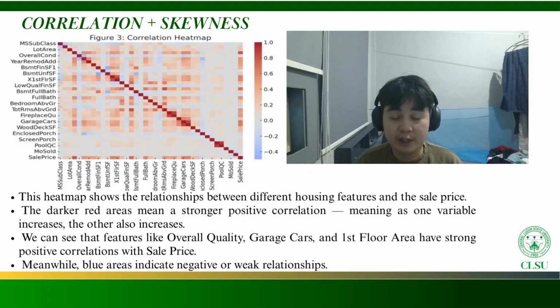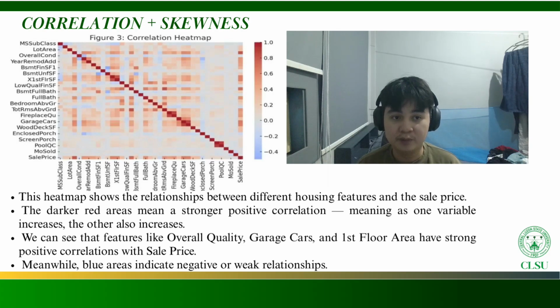Hello, I'm Jan Isaac Aquiliano, and I will be presenting correlation and skewness. This heat map visualizes the relationships between various housing features and sale price. The color intensity shows how strongly the two variables are related. Darker red areas mean positive correlation. Meanwhile, the blue-colored areas represent weak or negative correlations, implying that those variables have little to no influence or even an opposite relationship. Darker red areas mean that as one variable increases, the other tends to increase as well.